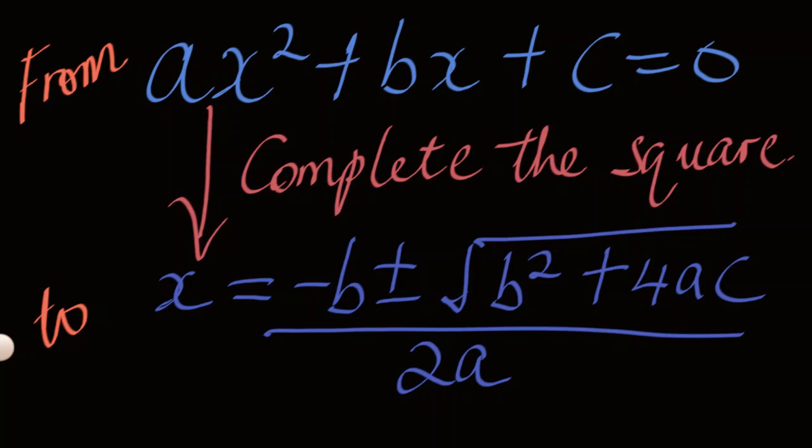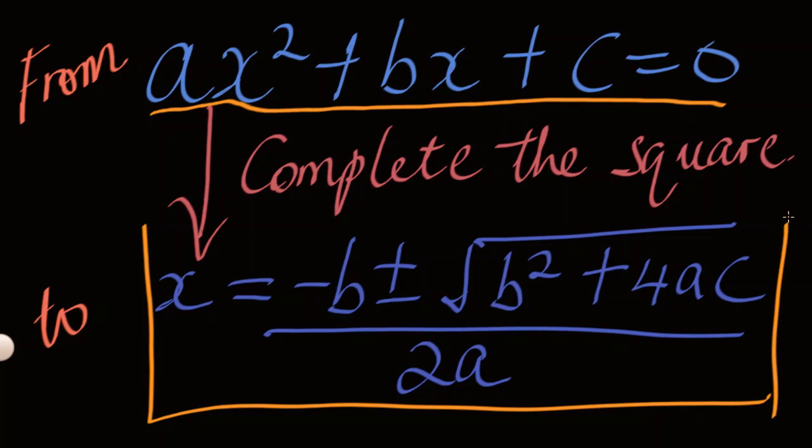In this video, I would like to explain how you derive the quadratic formula using the method of completing the square. So we start with the standard form of a quadratic equation, which is ax squared plus bx plus c equals 0. We complete the square and we end up with this, which is the quadratic formula. I'm going to outline 7 important steps that you should check. So buckle up as we start.